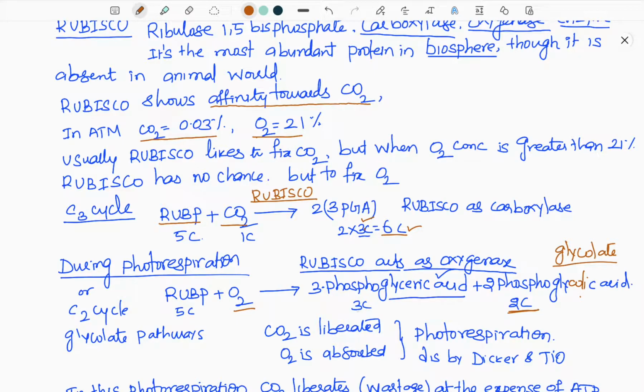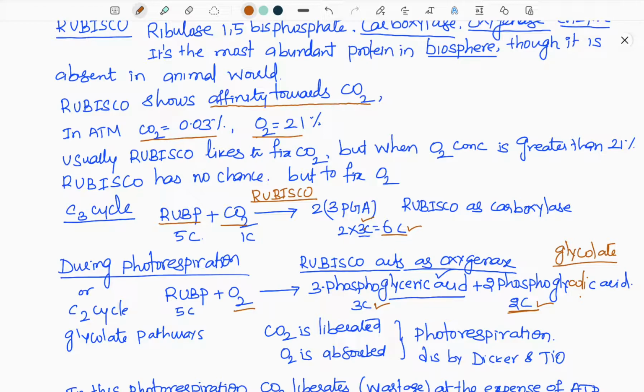And 3-phosphoglyceric acid, just now I have told you, it is a 3-carbon organic acid where 1 phosphate is present on the third carbon, right? So a 3-carbon organic acid and a 2-carbon organic acid, both are formed during photorespiration, where RuBP fixes oxygen instead of carbon dioxide as Rubisco acts as oxygenase. This phenomenon is called photorespiration.